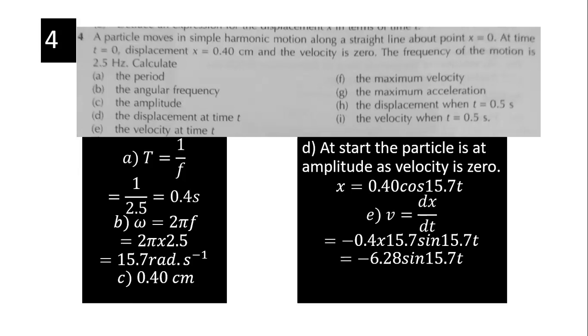Okay, maximum velocity. How to calculate the maximum velocity? You already found the displacement, that's the velocity, right? What value? Oh, we don't know the t value. You already found it, what I said: negative 6.28 sine 15.7 times 0.4. Is it? What is the answer? I ask you for the answer.